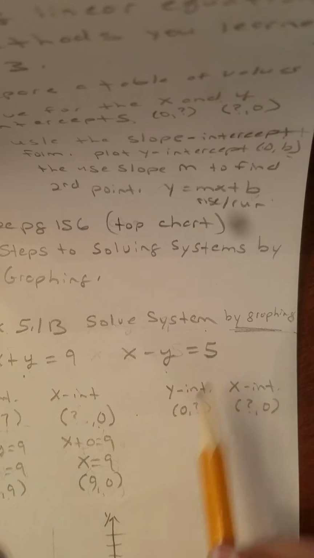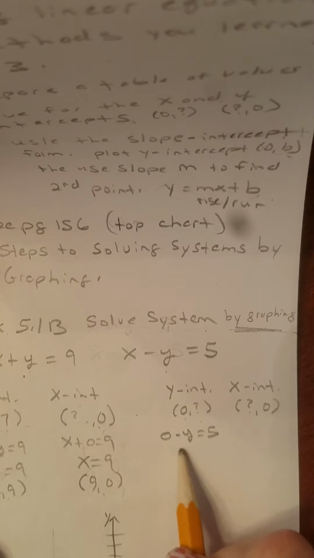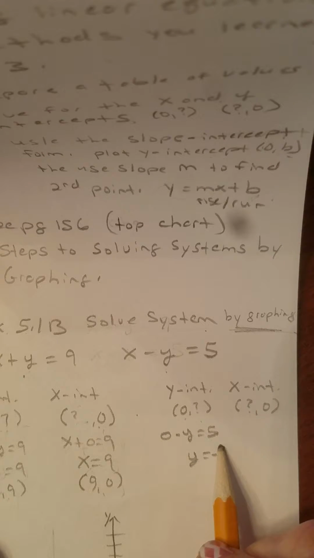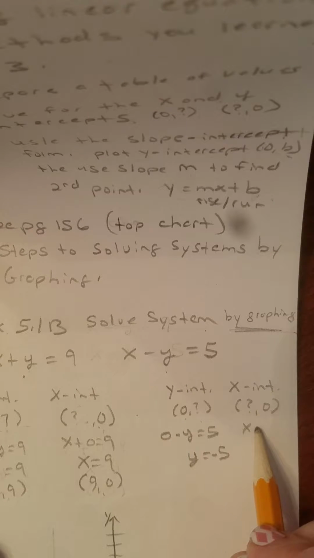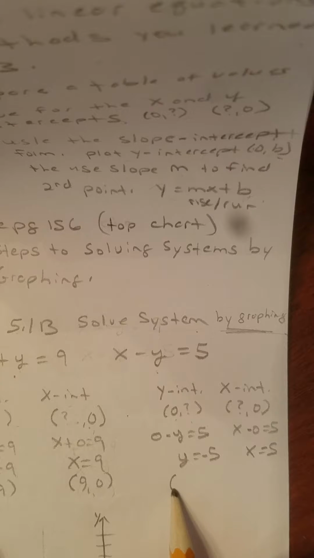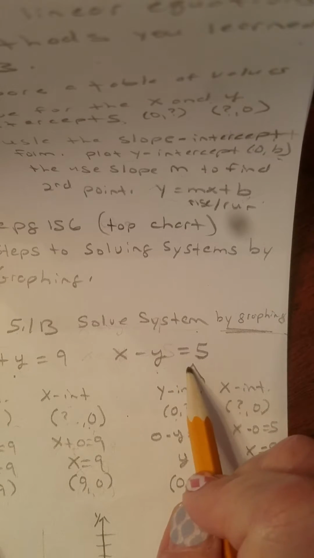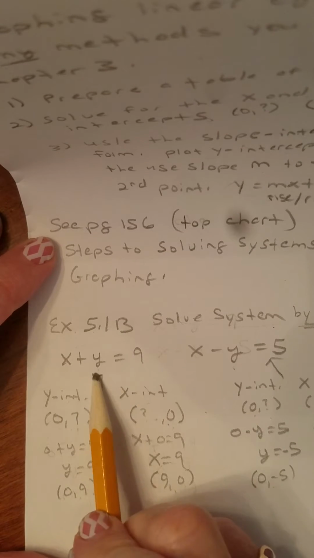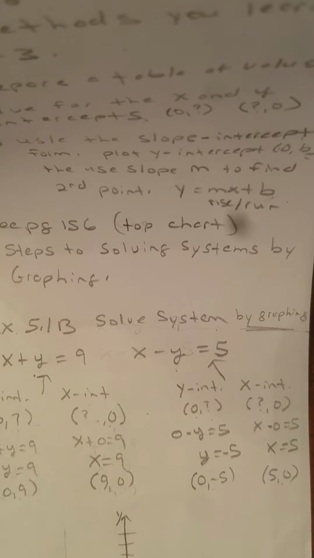Let me find them for this equation over here. Again, you're going to do the same thing. I'm going to plug in 0 for x and solve for y. In this case, I'm going to get y equals -5. Plug in 0 for y, and I get x equals 5. So my point here is (0, -5), and my point here is (5, 0). So there's my 2 points for this equation. Here's my 2 points for this equation. I'm now going to use these points to graph my line.